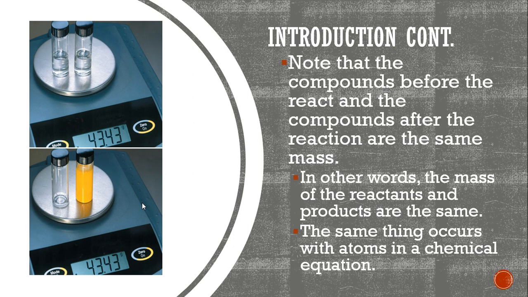Here's a good example that we saw first semester of this happening. Note that we have 2 liquids and they weigh 43.43 grams. If we pour those and mix them together, note that the mass after they underwent a chemical reaction stayed the exact same, 43.43 grams. So in other words, the mass of the reactants and the products are the same, and the same thing happens with atoms within a chemical equation as well. We want to make sure they are conserved or stay the same.